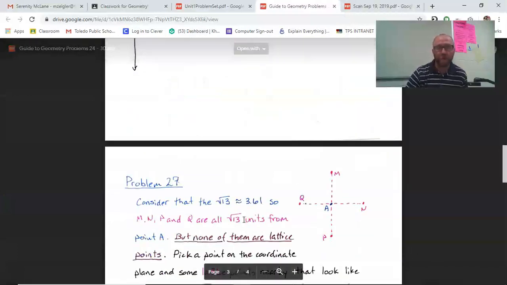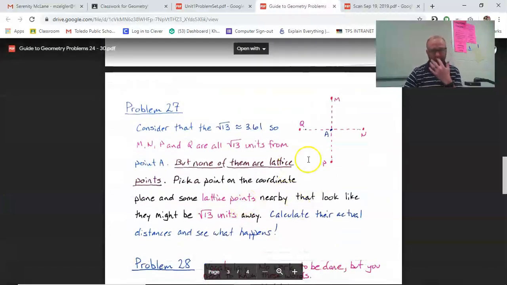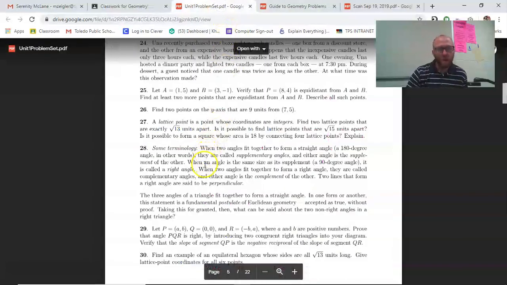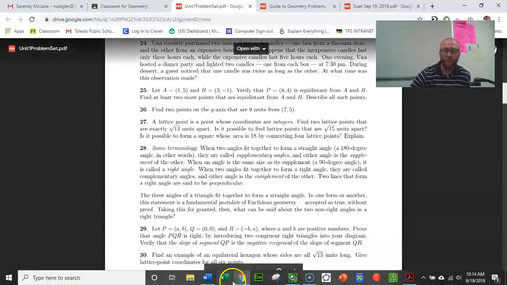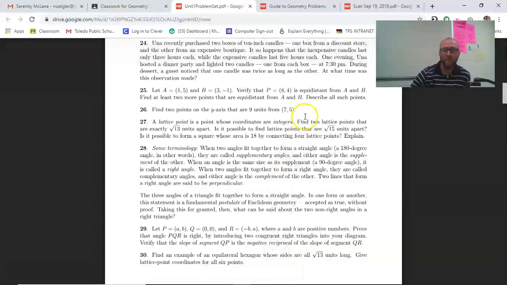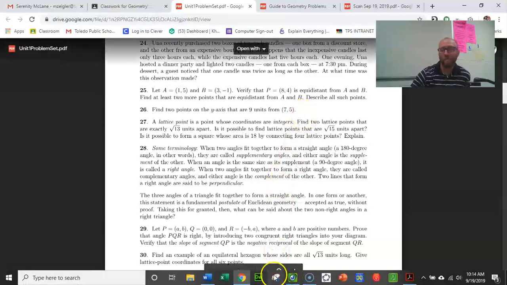let's see, 27. I'll give you a little hint here, but again, the grid got washed out, so it's terrible. All right, 28. 28 is a whole bunch of terminology, and it actually only asks one question at the very end, and it asks, what can you say about the measure of the 2 non-right angles in a right triangle? And the key to that is just knowing what the 3 angles in a triangle add up to anyway.